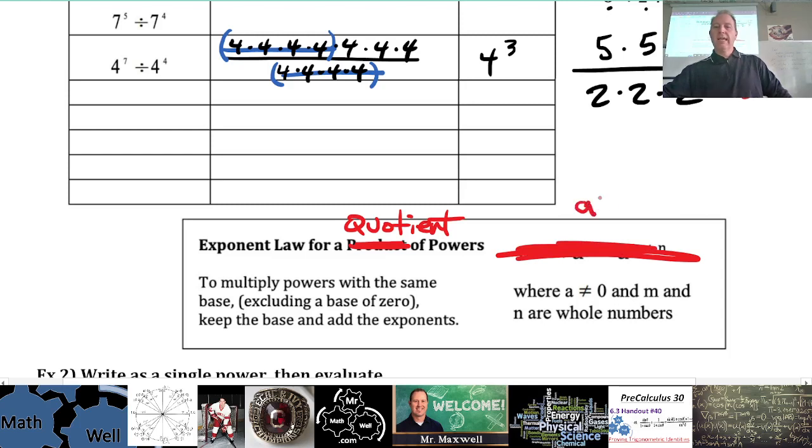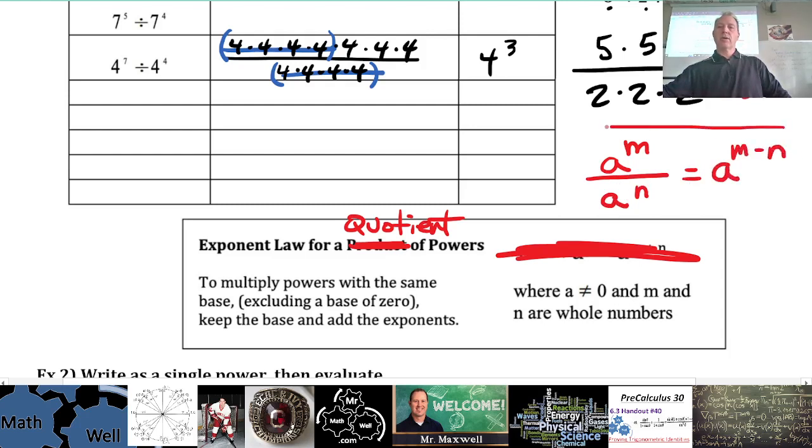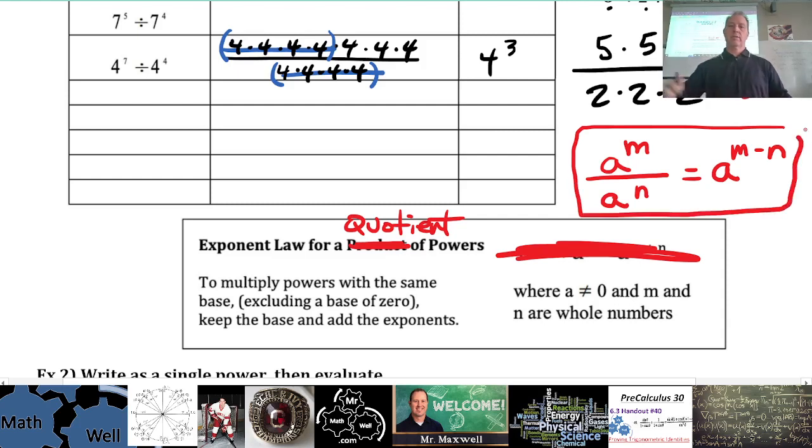If we have a to the power of m divided by a to the power of n, as long as they're the same bases, we can simply subtract the 2. So that's your exponent law for quotient. And I'm going to have to fix this, sorry, but this also is divide. So if we divide powers, we subtract exponents. There you go, you learn something new every day, don't you? Okay.